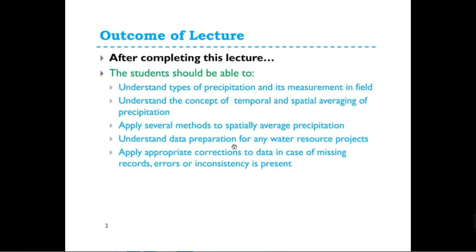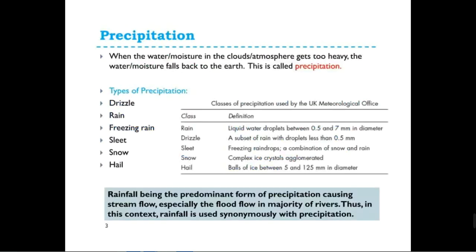The student should be able to understand types of precipitation and its measurement in the field. Understand the concept of temporal and spatial averaging of precipitation. Apply several methods to spatially average precipitation. Understand data preparation for any water resource projects. Apply appropriate correction to data in case of missing records, errors, or inconsistencies present.